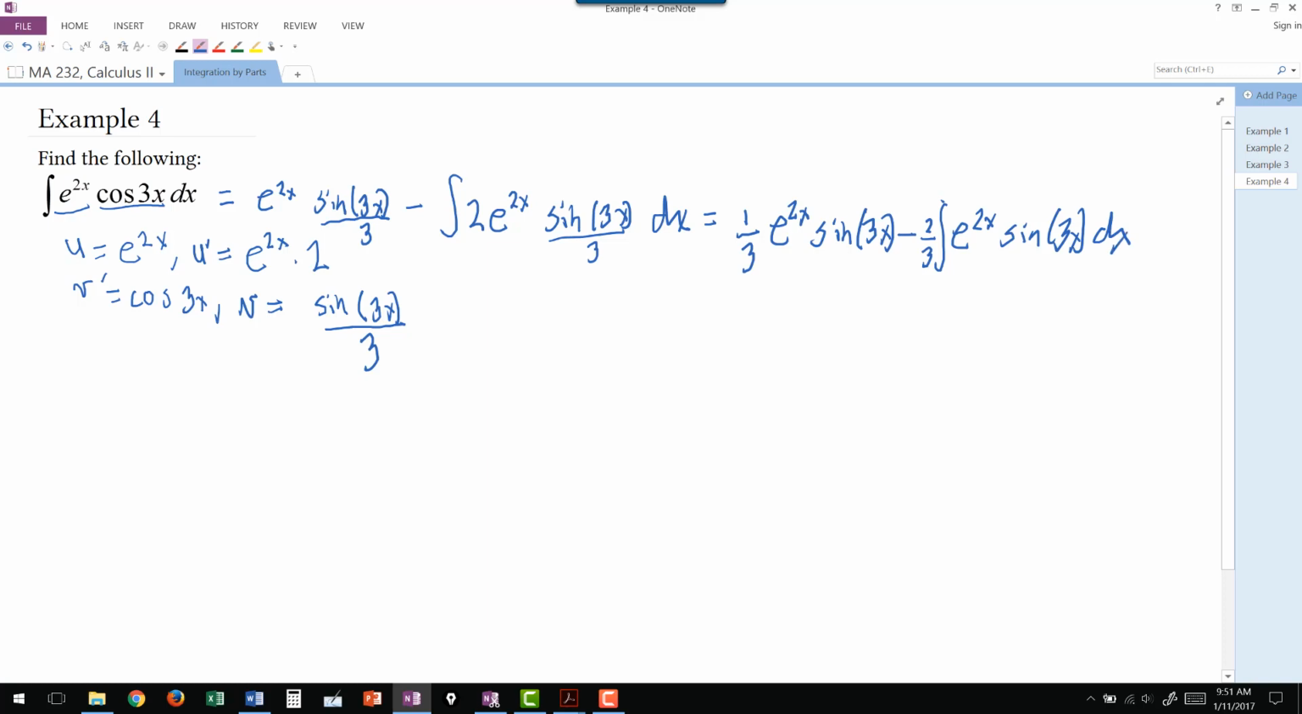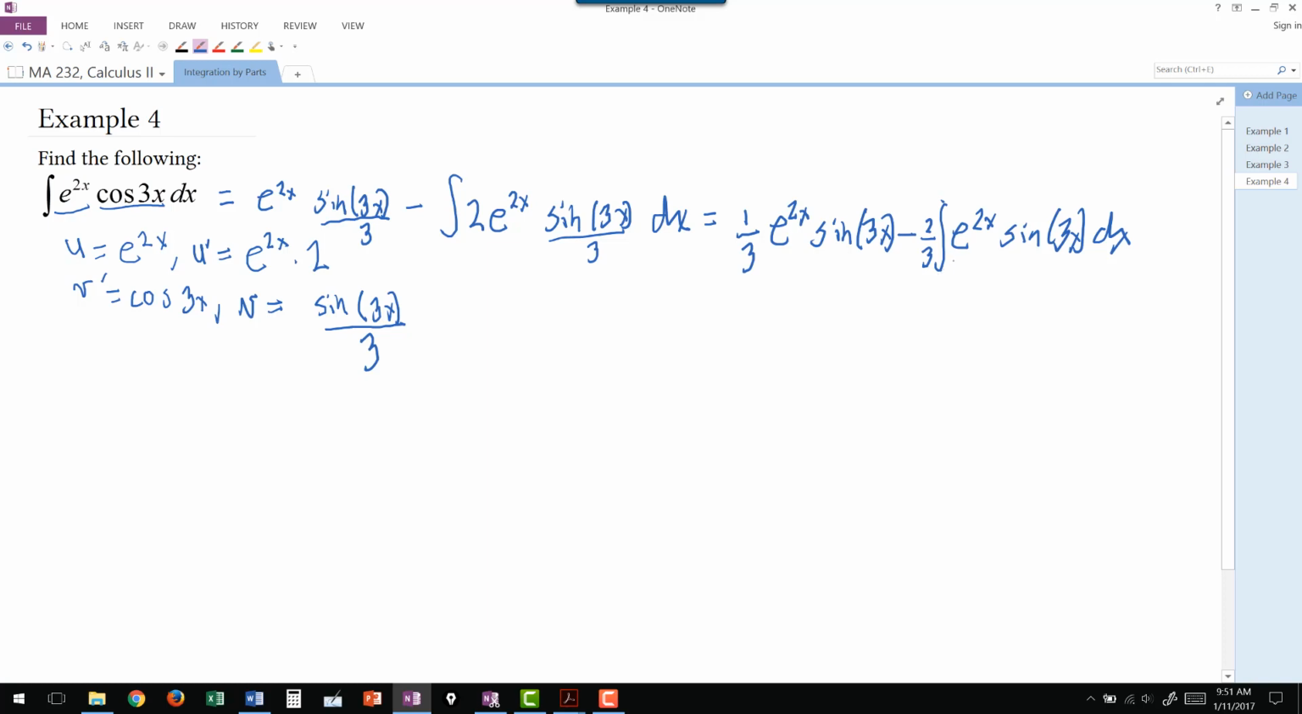Okay, so I've completed my first application of the parts formula, and what I'm faced with now is an integral that looks very similar to the original, except instead of a cosine, I have a sine inside the integral. So what we're going to do is integration by parts a second time. I still have the same choice facing me as before, what's going to be u and what's going to be v prime.